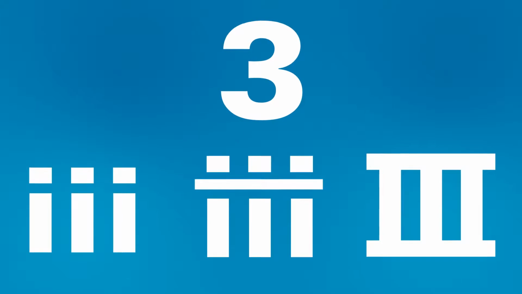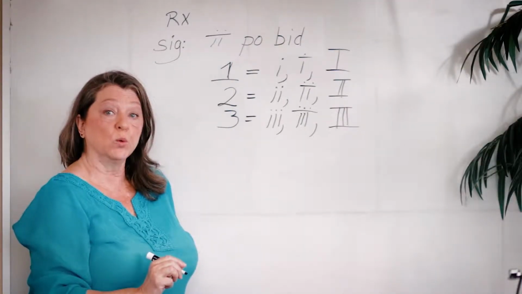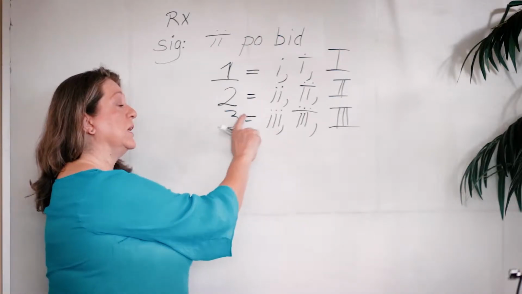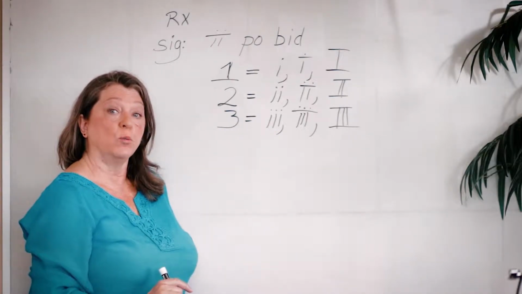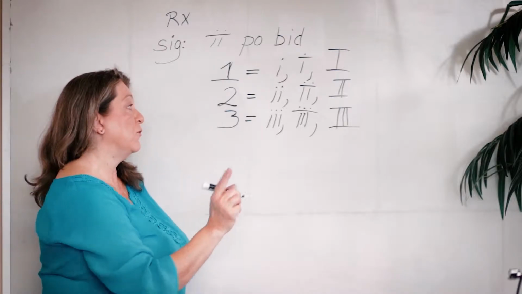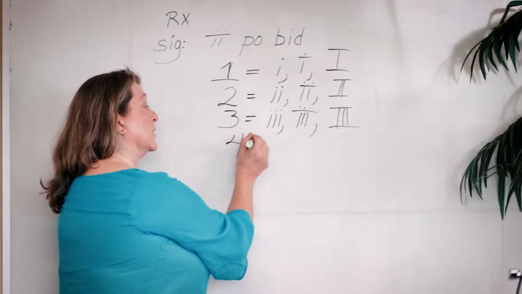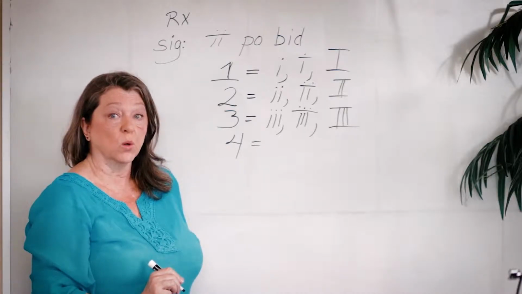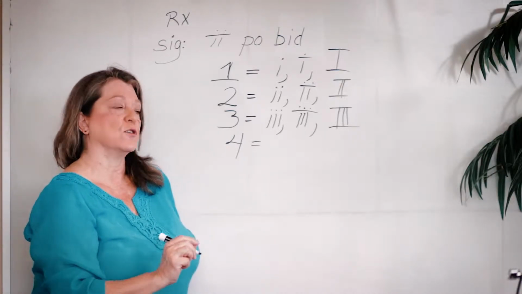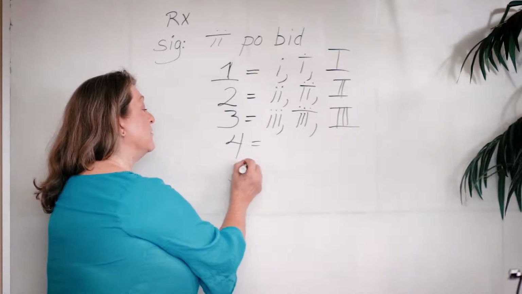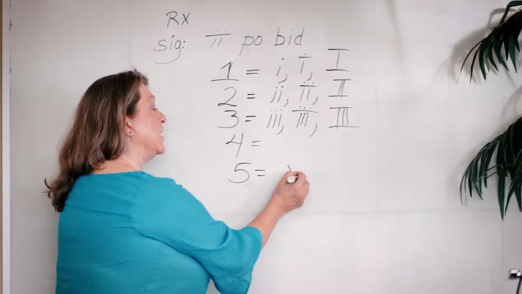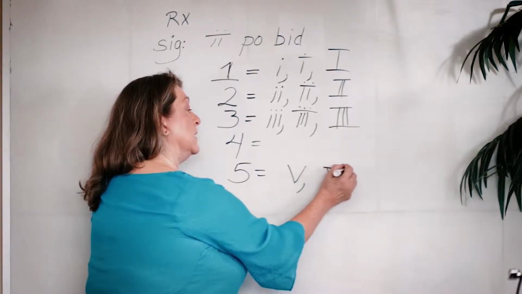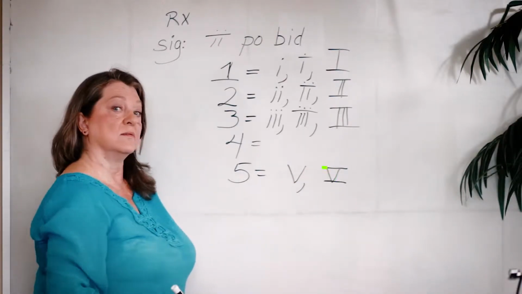However, when we get to the number 4, we must remember our rule for Roman numerals. We cannot use more than 3 number 1 Roman numerals in a row. So number 4 is going to be written a little bit differently, in which we're going to have to be aware of another rule. Let's look at number 5 first. Number 5 is written as a V, and it can also be written as a V that looks like this.